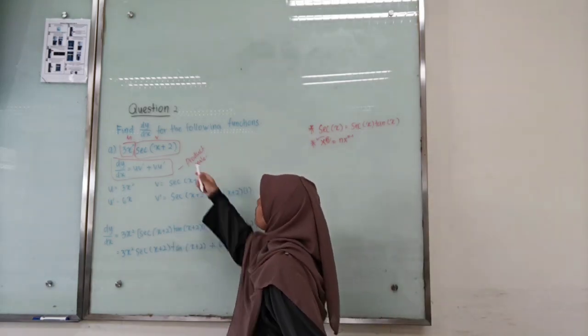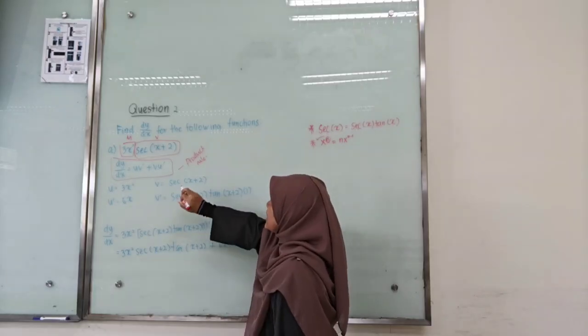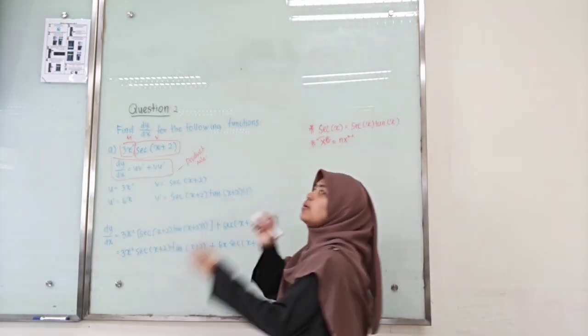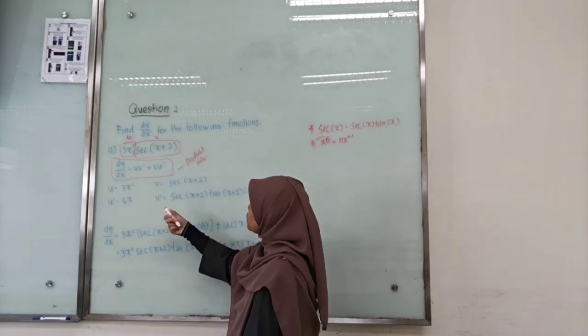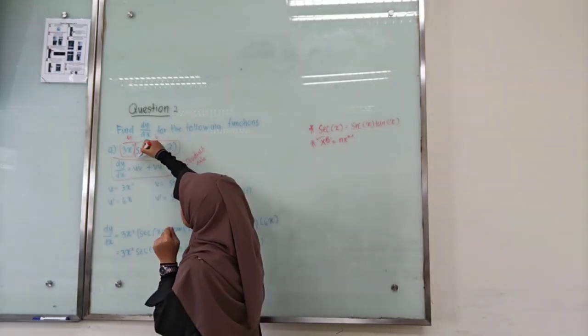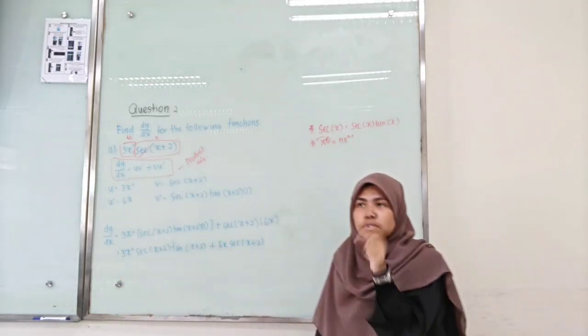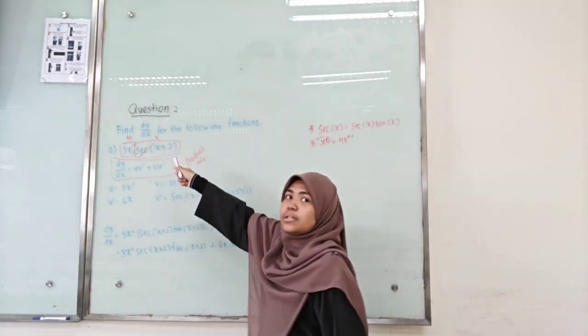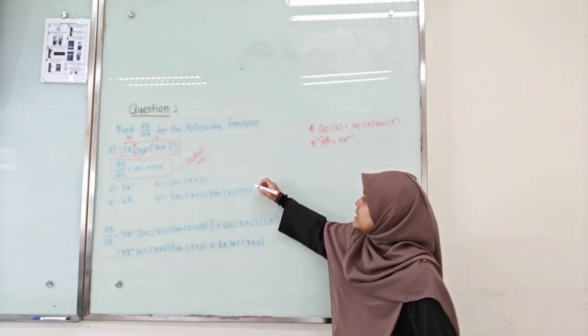For the v, you also copy from the question: sec(x plus 2). And for v prime, you need to differentiate v. The derivative of sec of something, which is x plus 2, is sec(x plus 2) tan(x plus 2) times the derivative of x plus 2. So I settle differentiating the sec. Inside the bracket, I also need to differentiate. The x gives 1, and the 2 is a constant so the value is 0, so you don't need to write it. So it is equal to 1.